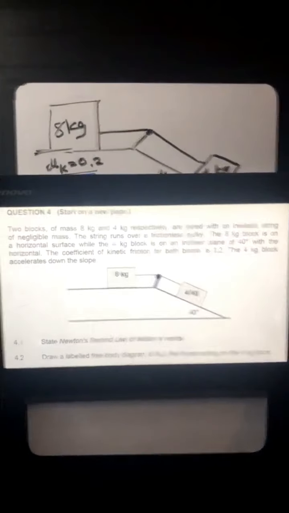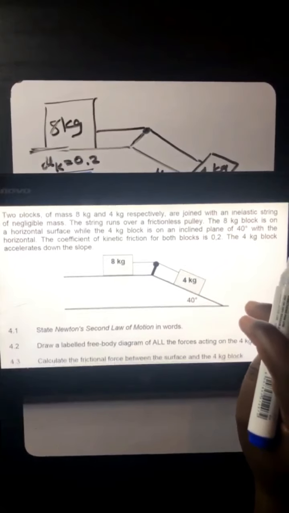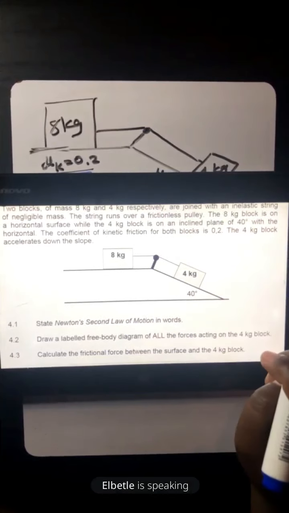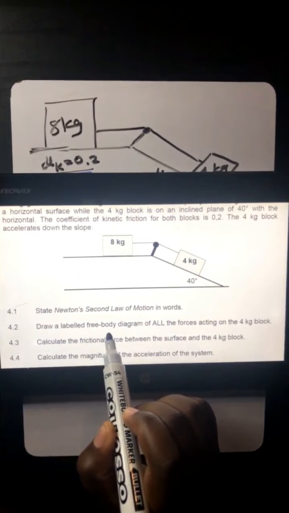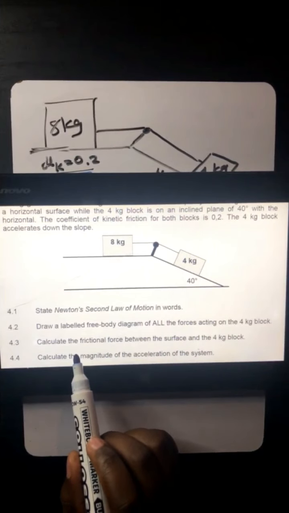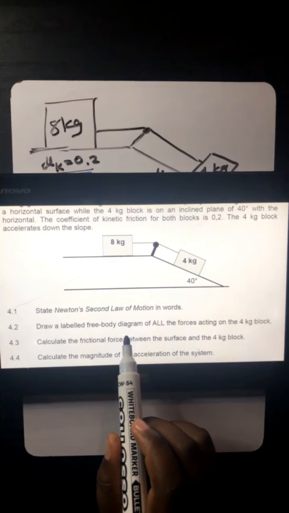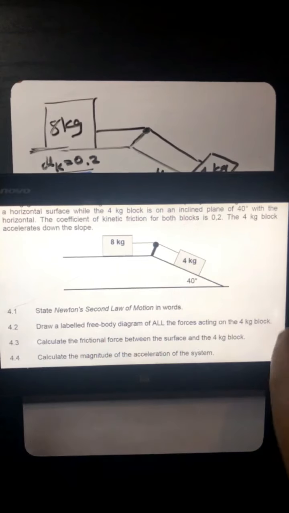So let's see. Let's check the first question. We can just keep it, mostly, because that one doesn't change, isn't it? Are you able to see that question? Let's see. So we can just skip that one. Let's go to 4.2, which says draw a labeled free body diagram of all the forces acting on the 4 kg block. You remember, LB, that we've got two things. We have a labeled free body diagram, and we also have a labeled force diagram. Do you remember, LB? Yes, sir. So in this case, you would notice that what they actually want us to draw is a free body diagram.